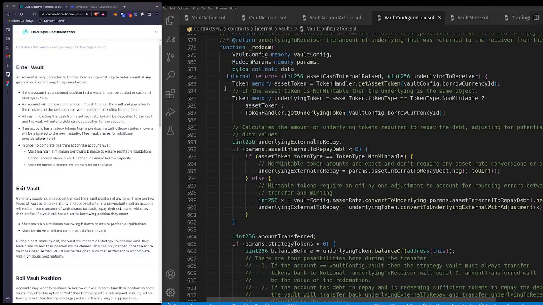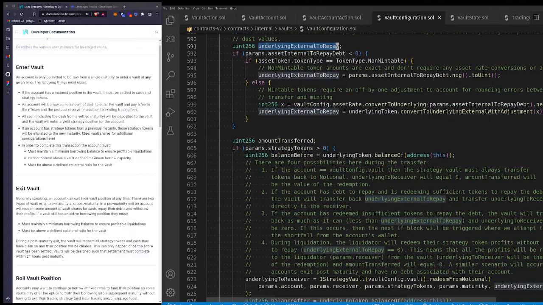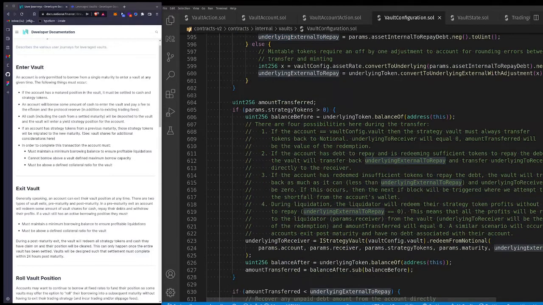And we are going to calculate how much underlying tokens are needed to repay the C token denominated debt. So this is essentially some denomination conversion here. So we're going to figure out how much the account needs to repay.